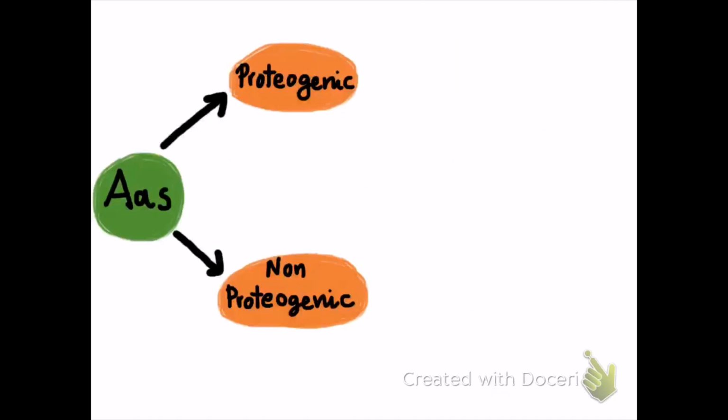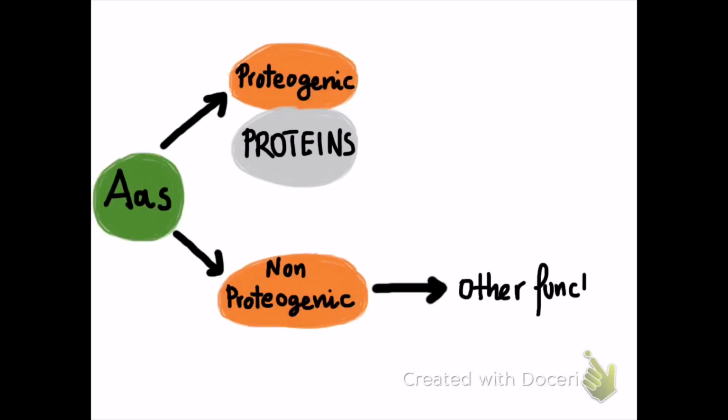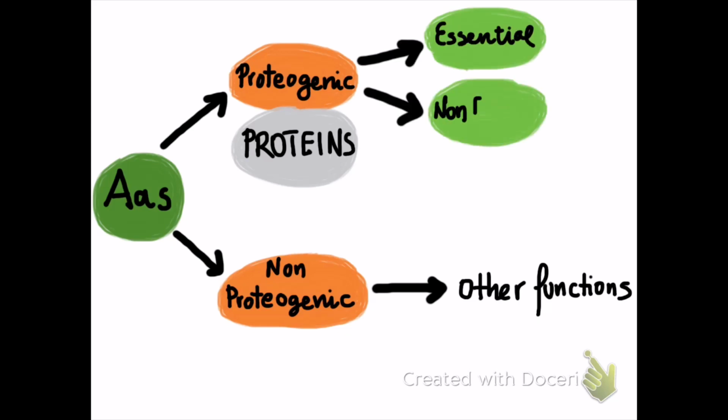Amino acids are classified into two major groups, proteinogenic and non-proteinogenic. Proteinogenic amino acids appear in protein, a total of 20. Non-proteinogenic amino acids have the same structure but don't appear in protein and have other functions different from being part of protein. Proteinogenic amino acids are classified as essential and non-essential. The essential ones must be taken in the diet since the organism cannot produce them.